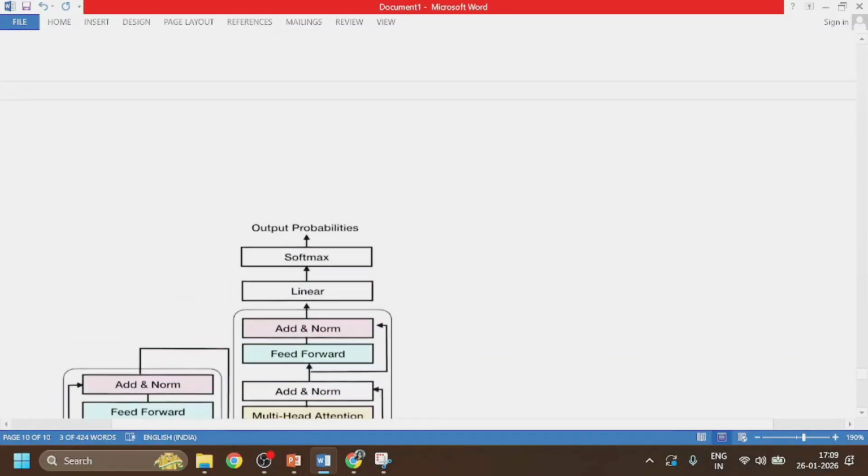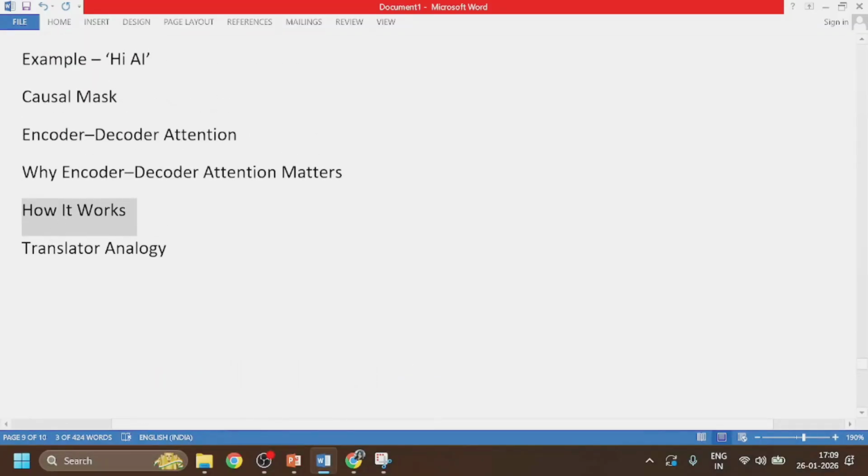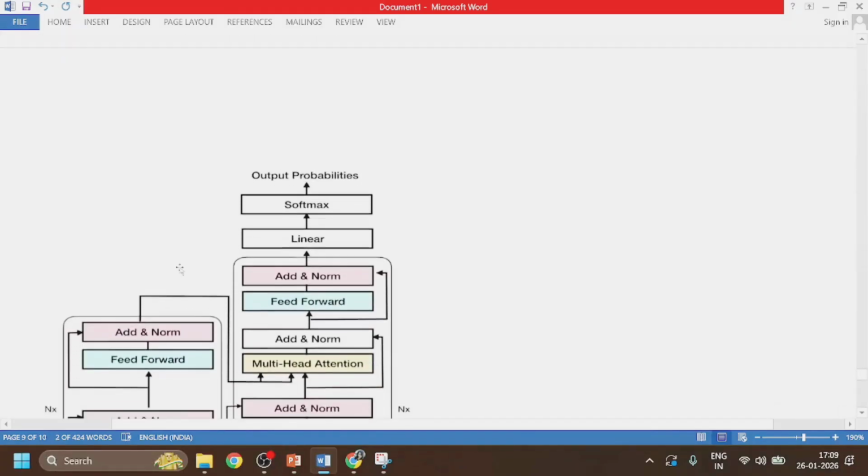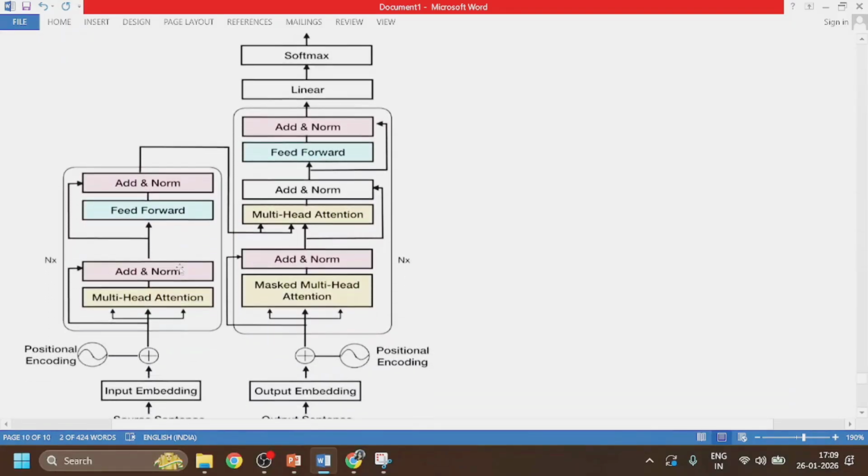Translator analogy. Think of a human translator. They read the full sentence first, and then they translate word by word. At each step they look back at the original sentence. That's exactly what the encoder-decoder attention does.